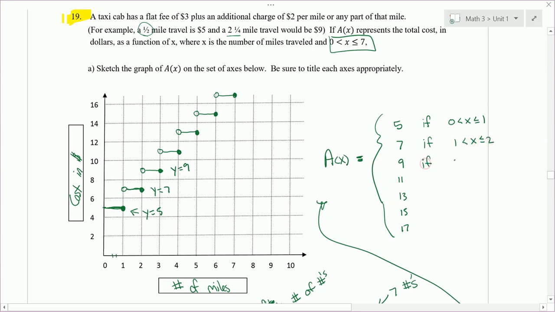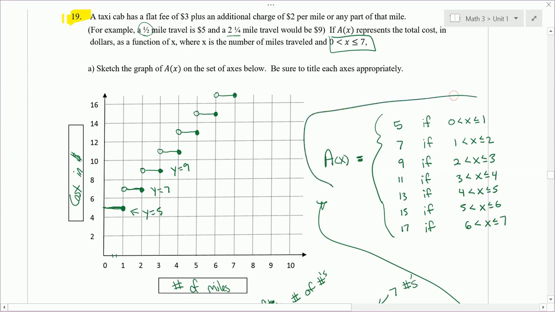It's going to be 9 if it's between 2 and 3. 11 if you're between 3 and 4. 13 if you're between 4 and 5. 15 if you're between 5 and 6. And 17 if you're between 6 and 7. So that whole thing is our equation of that piecewise function.